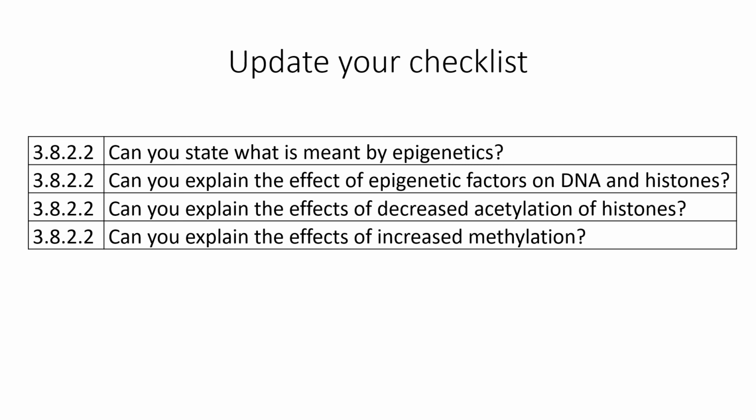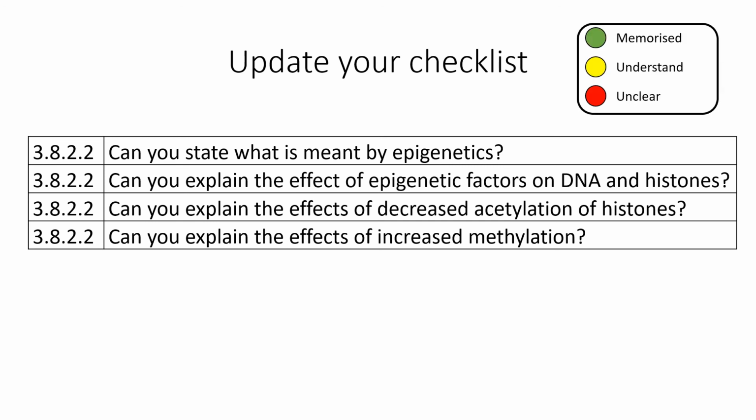In this lesson, we looked at what epigenetics was in terms of markers. We talked about the structure of DNA and histones. We talked about acetylation, and we talked about methylation and how they can be used as genes to be silenced or for genes to be switched on.